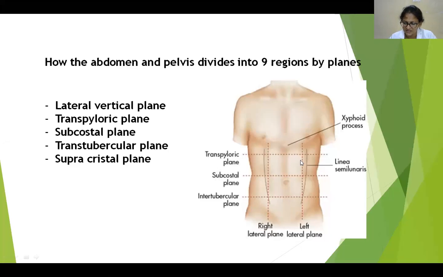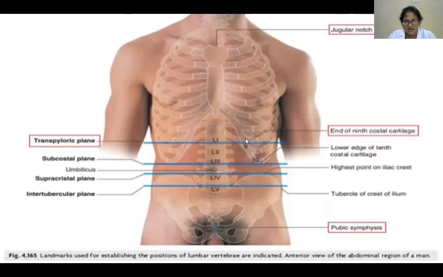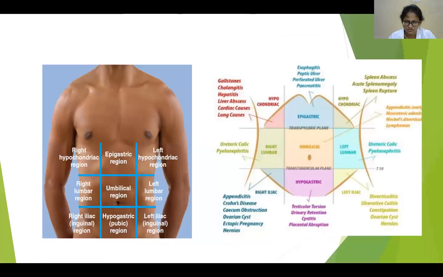So what is the arrangement of these planes? The transpyloric plane lies at the level of the L1 vertebra, the subcostal plane at the level of L3, the supracristal plane at the level of L4, and the intertubercular plane at the level of L5. These are all the important planes present in the abdomen. It will be divided into divisions.